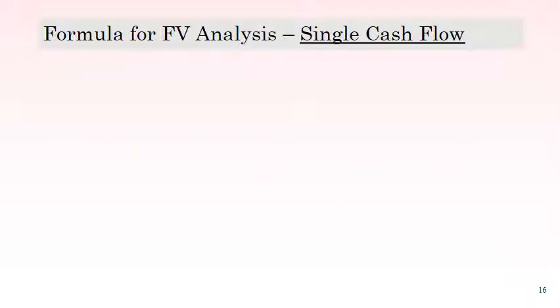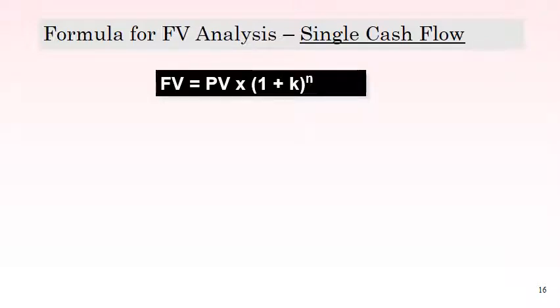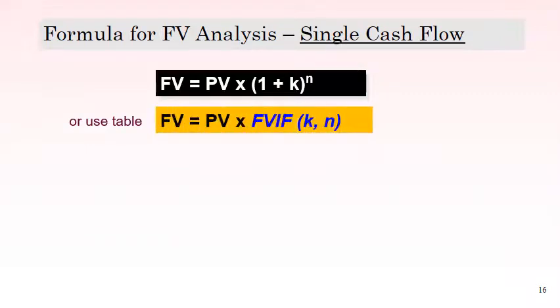The formula for future value analysis, single cash flow. This is the formula: FV equals PV times (1 plus K) to the power N. Or you can use the table when using this formula. We know that N equals the number of periods and K is the interest rate.